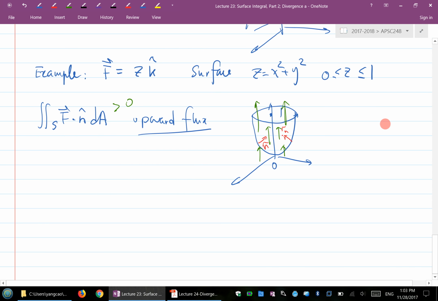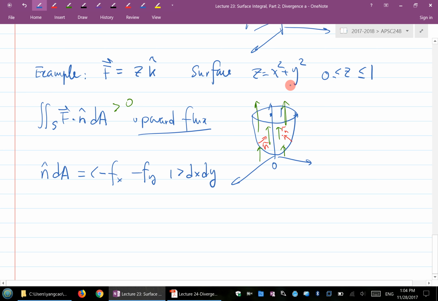Sometimes, if your calculation is not in line with your educated guess, then you can always go back and check what is going on. So let's do the calculation here. Let's write down the n hat dA first. Upward flux basically means we take the positive sign. So that's negative fx, negative fy, and 1.